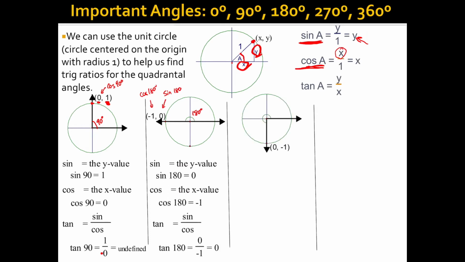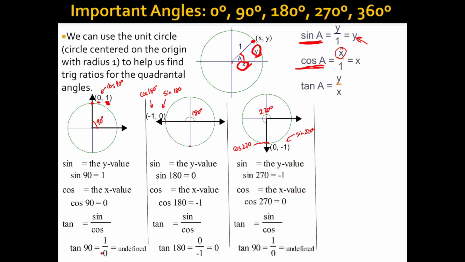Let's go to 270. So a 270-degree angle, once again, we know the sine will equal the y value, sine of 270, cosine will equal the x value, and then tangent will be y over x, or sine over cosine. So sine is -1, cosine of 270 is 0, and tangent of 270 is, actually I should say -1 over 0, which is still undefined.